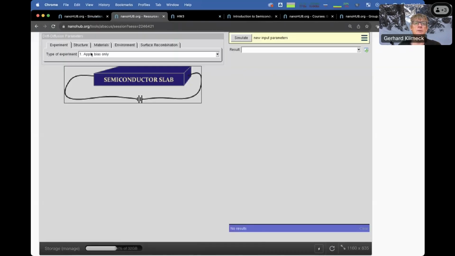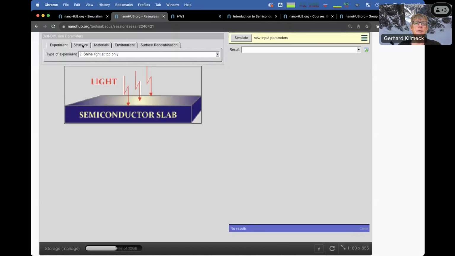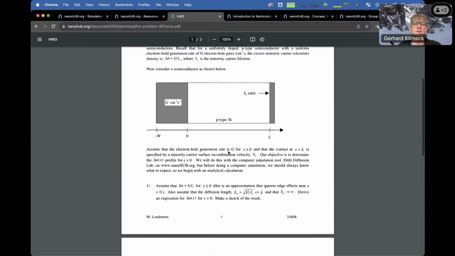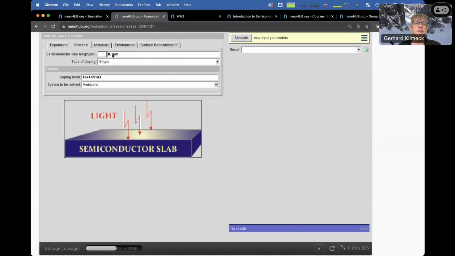So what we're going to do is we're going to shine light from the top, and we're going to change this, look at the structure. The structure in the assignment was suggesting some long piece of semiconductor and another basically consistently or homogeneously illuminated chunk. So what I'm going to do is I'll make this thing 0.7 nanometers long, and I'm going to make the interesting piece of the device, or the main part of the device, 0.5.